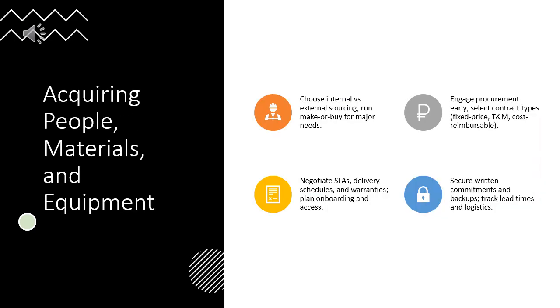Choose internal versus external sourcing deliberately. Perform make or buy analysis for major needs. Engage procurement early for vendor strategy and contracts. Common contracts include fixed price, time and materials, and cost reimbursable. Negotiate service levels, delivery schedules, and warranties. Plan onboarding steps, access, tools, and briefings. Confirm availability with written commitments and backup options. Track lead times and logistics for critical items.